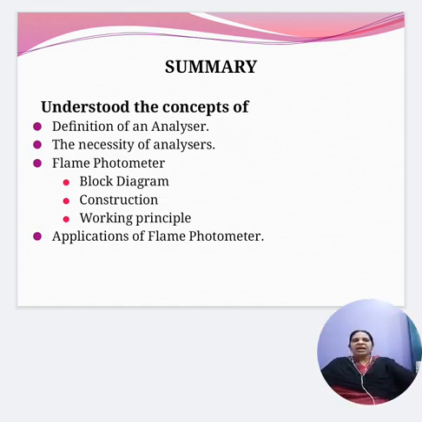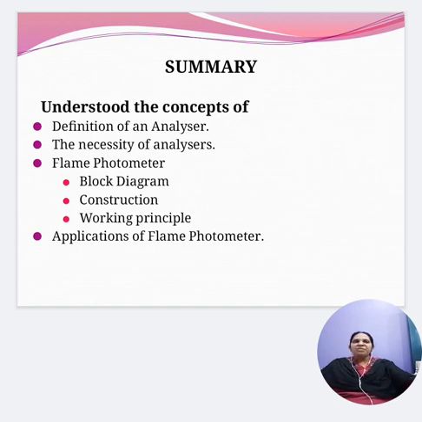Then we have the secondary reaction zone. The internal zone is the most important zone. The internal zone is the zone where flame photometry is used. Maximum temperature is achieved in this internal zone. Then we know the basic block diagram of a flame photometer.